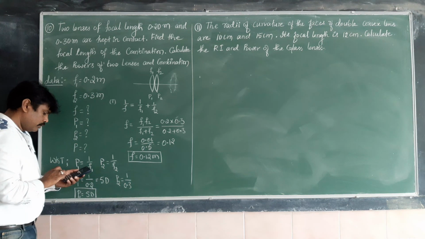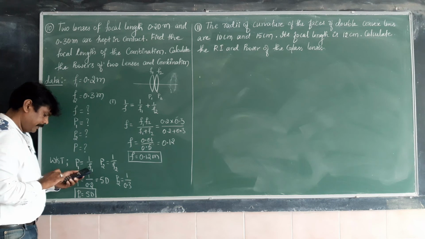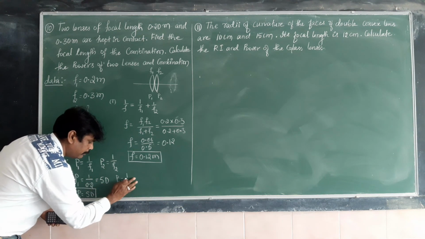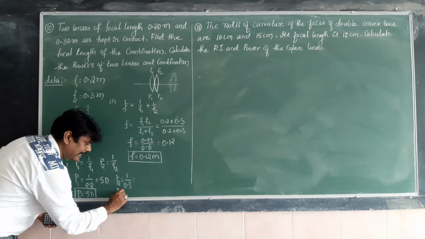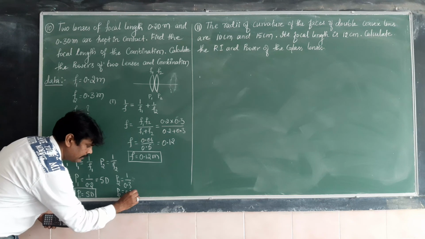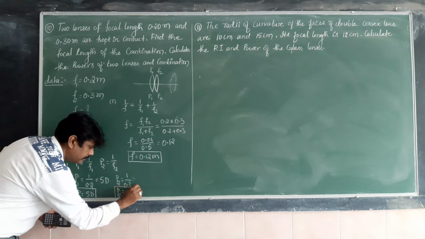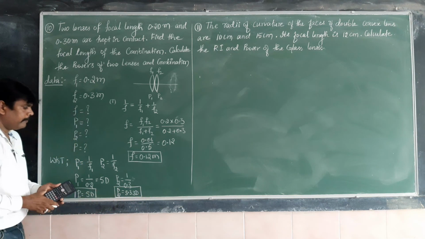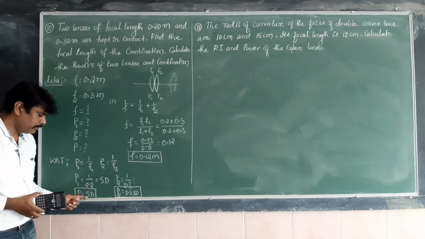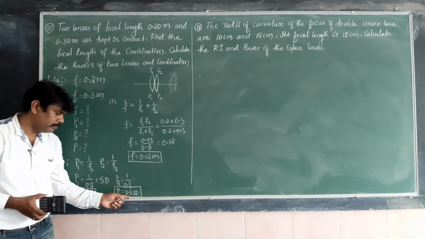So then the reciprocal of this 0.3 is 3.33. Therefore, the power of the second lens is 3.33 diopter. So you can observe here, if focal length increases, power decreases. If focal length is smaller, the power is higher. If focal length is higher, the power is smaller.